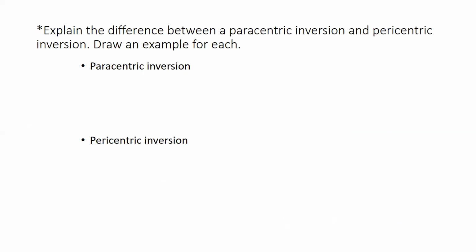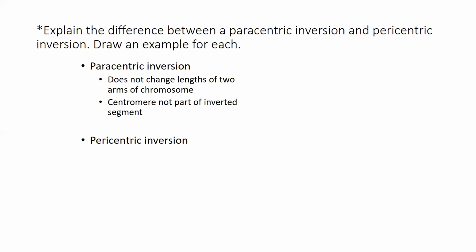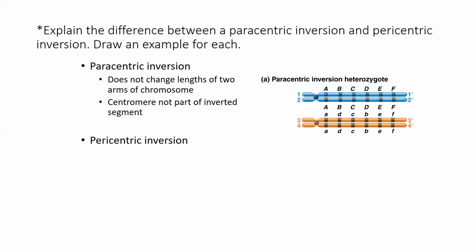So there are two types of inversions. One is called a paracentric inversion and the other a pericentric inversion. In paracentric, it does not change the lengths of the two arms of the chromosome, and the centromere is not part of the inverted segment. Para as in around, it's nearby but not completely around it.